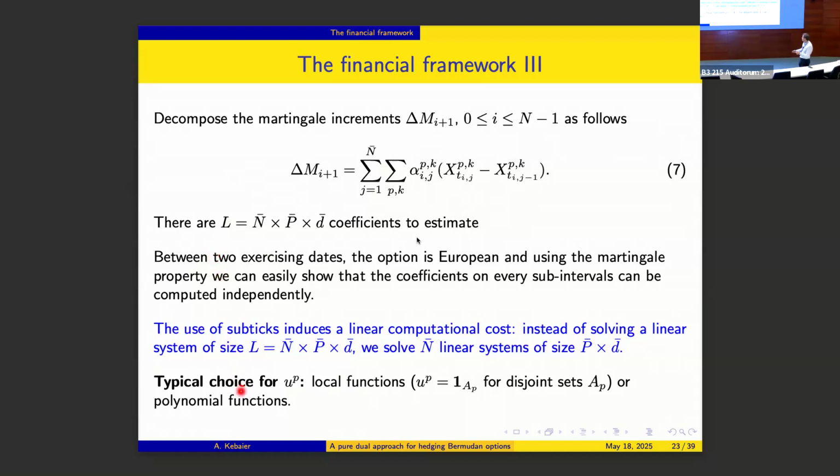And typical choice, so joining the question. The typical choice is an indicator function or polynomial function. You can choose a polynomial function if you think of regression or something like this.